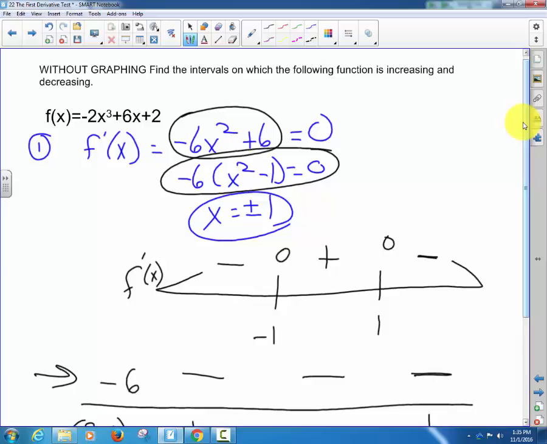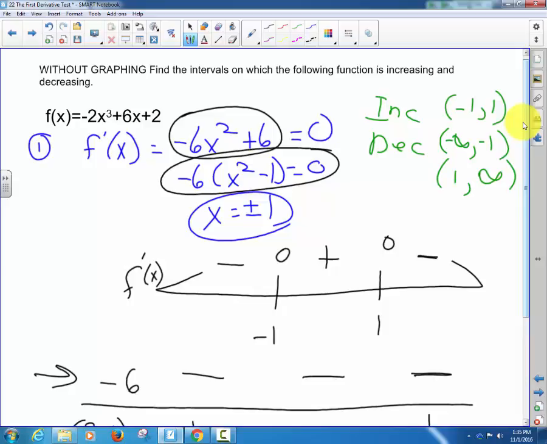Now, what interval would you say this function is increasing on? From where to where? Negative 1 to 1. That's how you'd want to write it. Where's the function decreasing? Negative infinity to negative 1 and 1 to infinity, okay?